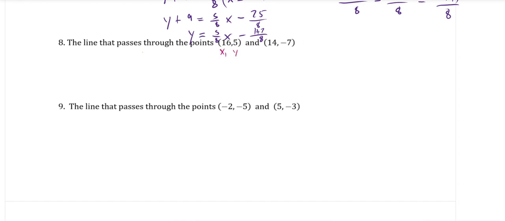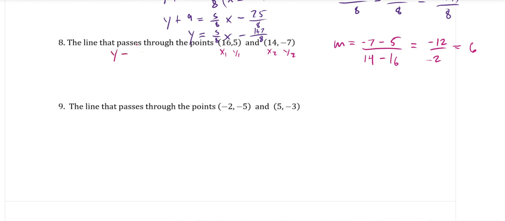This would be my x1, y1. This would be my x2, y2. And what is my slope? That will be minus 7 minus 5 over 14 minus 16, which gives me minus 12 over negative 2, which is positive 6. We can pick either equation that we want to plug this into.